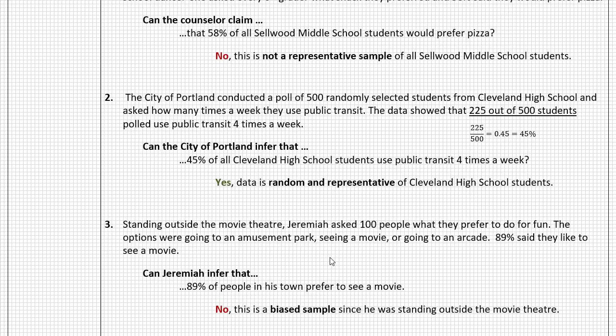So if he wanted to make a valid claim and he was going to ask about amusement parks, seeing a movie, or going to an arcade, he needs to find a neutral location or a neutral way of asking people where they are not predisposed to answer one of those options. Let's take a look at our fourth and final example.